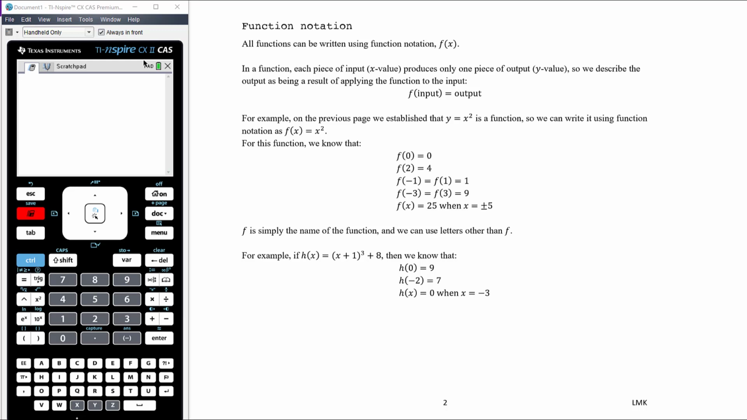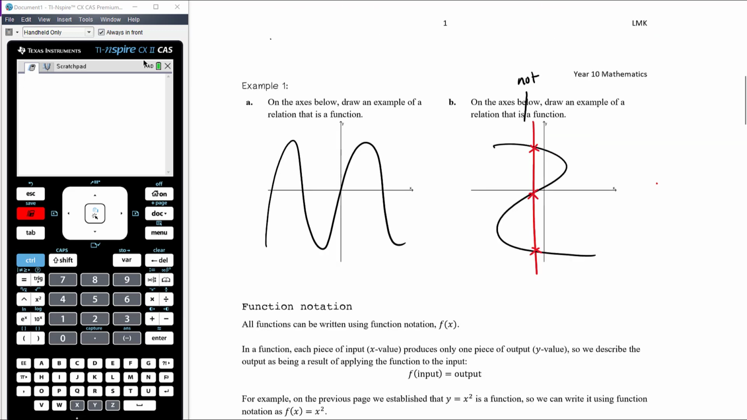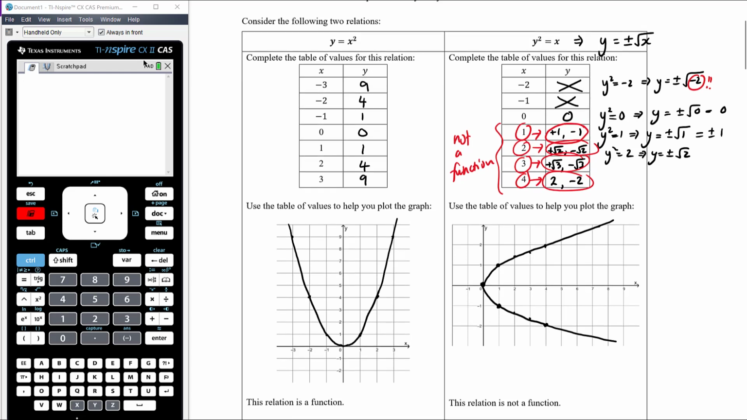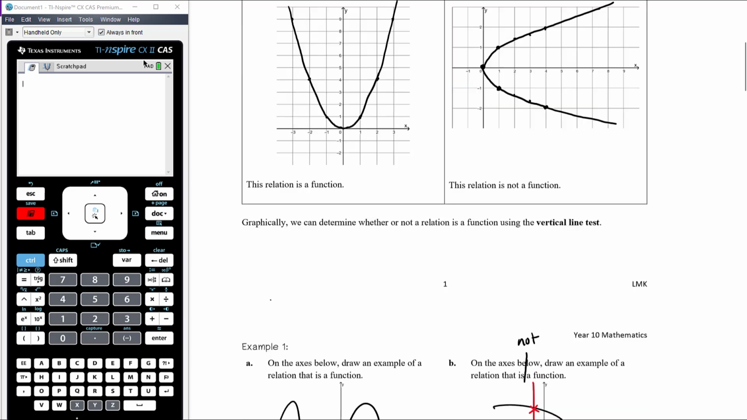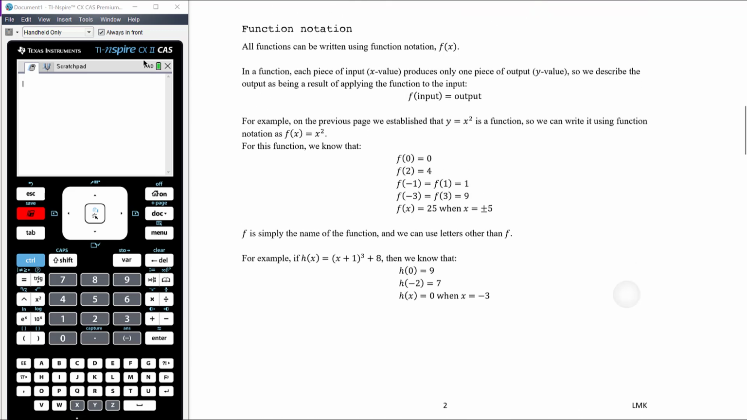So as I said, we've met it before. Only if something is a function can it be written using function notation. So if it was a relation, like this y squared equals x up here, we wouldn't be able to write that using function notation, okay? Because the input doesn't produce a unique piece of output. The whole idea is that when you have a function, the output is dependent uniquely on the input.